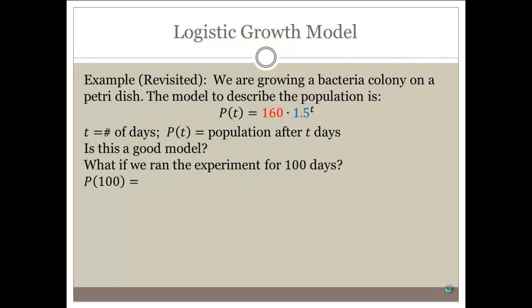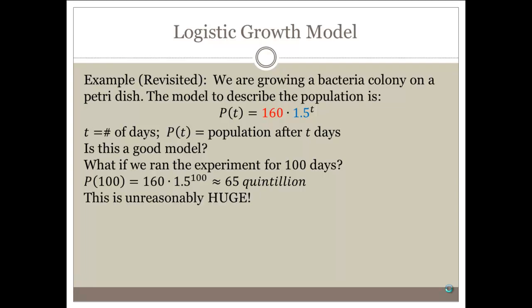Then the population of the bacteria colony after 100 days, P of 100, would be 160 times 1.5 to the 100, which comes to roughly 65 quintillion. That is 65 followed by 18 zeros. This is unreasonably huge. And it gets even worse if we looked after a whole year.